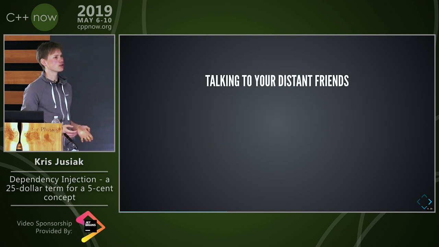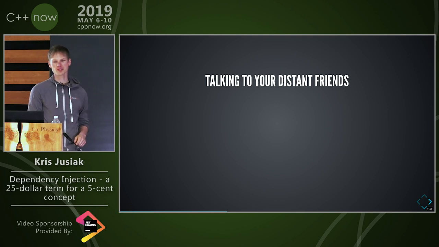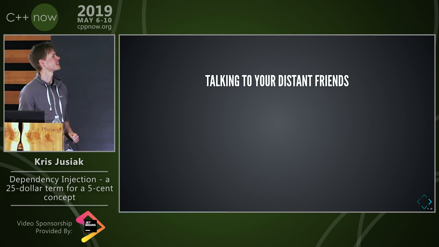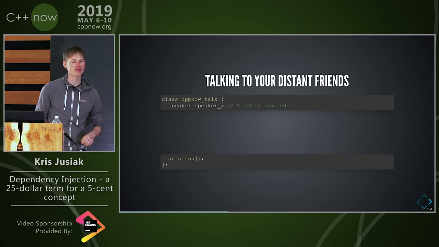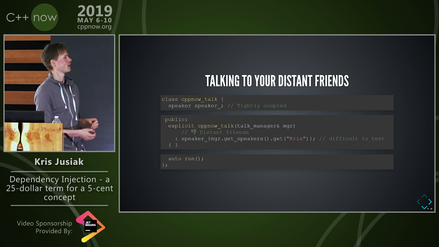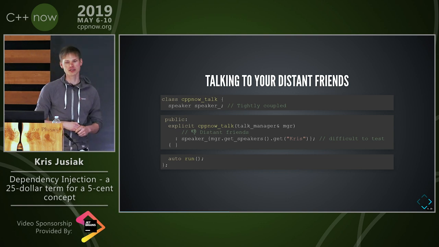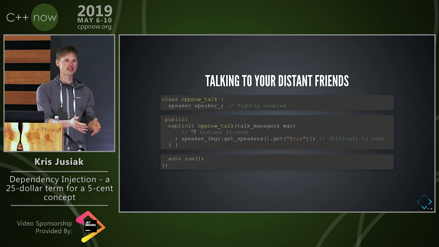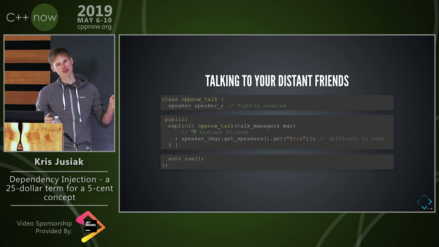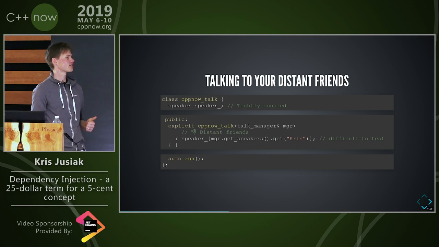Yet another thing is when you talk to your distant friends. It's good advice from Uncle Bob not to talk to them. You only want to talk to your family, basically. Keep it close and tight. A bad idea would be if our speaker gets the manager, and the manager gets the speakers. If you have a lot of dots in your code, it means you're doing something wrong with the design, because that will make your code extremely difficult to test, because you will have to fake multiple chains in order to get to the final thing. So distant friends, not good. Don't talk to them.